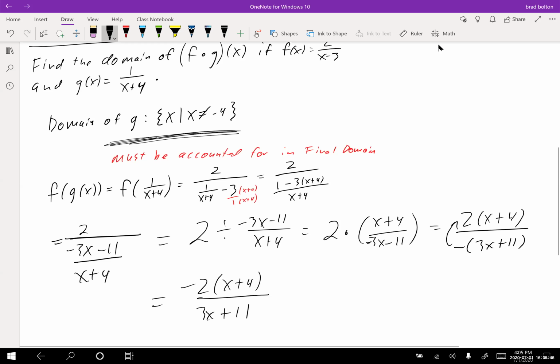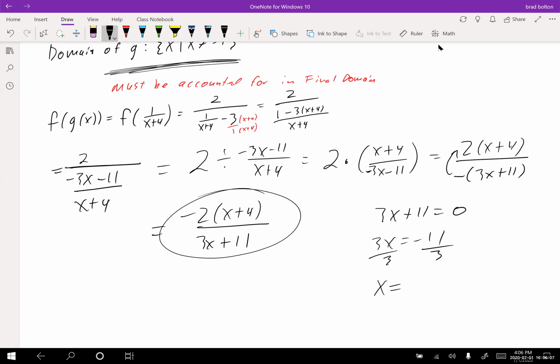Okay, so now what we have to do is decide what's the domain of this guy. So this guy can also not have 3x plus 11 equals 0, because that's my denominator. So we're going to have 3x equals negative 11, divided by 3 divided by 3. So now we have x equals negative 11 over 3. So this is another value that we cannot use in this problem, right? We cannot end up with negative 11 over 3, because if you plug negative 11 over 3 right into here, we'll get division by 0. So negative 11 over 3 we have to throw out.